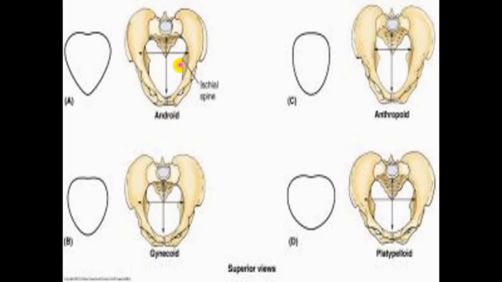The second type of pelvis is the android type of pelvis, and as we can tell from the name, the android pelvis means the male type of pelvis, and about 20% of females may have this type of pelvis, in which the pelvic inlet or pelvic cavity is heart shaped. The pelvis is similar to that of the heart.